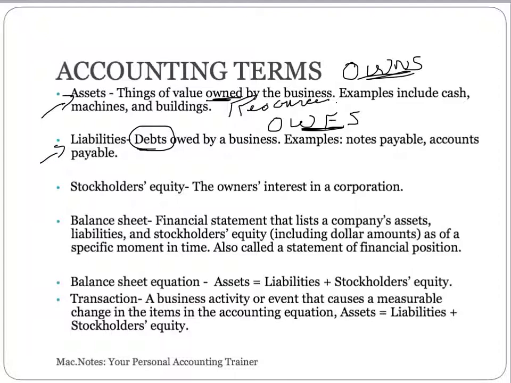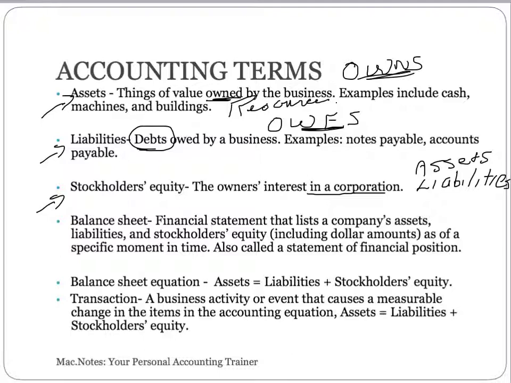Now, the third is stockholders' equity. The stockholders put money in the business, recall that. So they have an interest in the corporation. Some of their money was used to buy assets. Some of the assets were purchased by borrowing money. So the owners' interest in the corporation is basically the difference between the value of all the assets and the liabilities. Okay, if the assets were $100,000 and liabilities were $40,000, then the shareholders' equity would be $60,000.